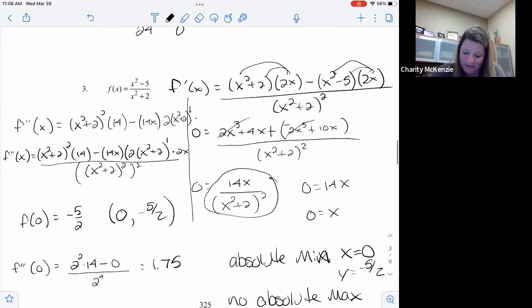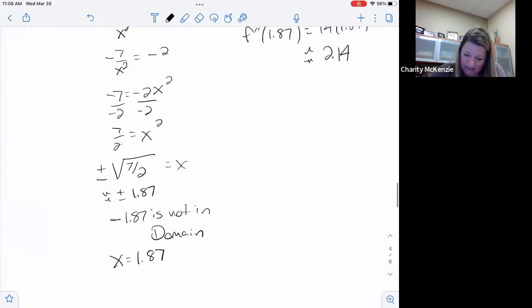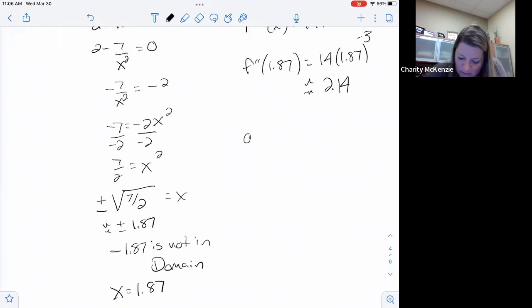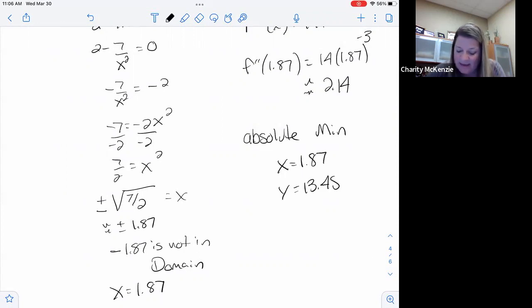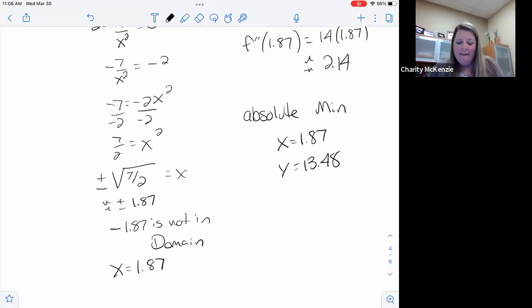Okay, so we have a minimum. Right. So we have an absolute minimum at x equals 1.87. You could find the y by putting that value in. Sometimes I think because this is like absolute max and min, it's kind of a point, they probably will ask for the y value. There you go. All right, I'm going to stop there.